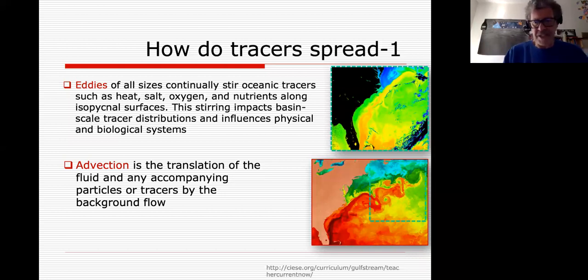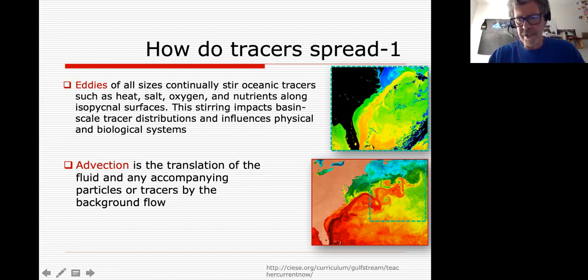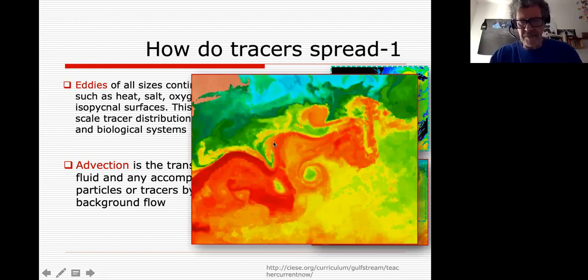When you have advection, you have this larger scale picture, and general circulation is essentially an advective process that translates fluid and any accompanying particles or tracers by this background flow. You see here the Gulf Stream. The Gulf Stream is part of general circulation, and it moves this temperature smoothly northward. Then here you have eddies, and this is part of the Gulf Stream, just changing scale.